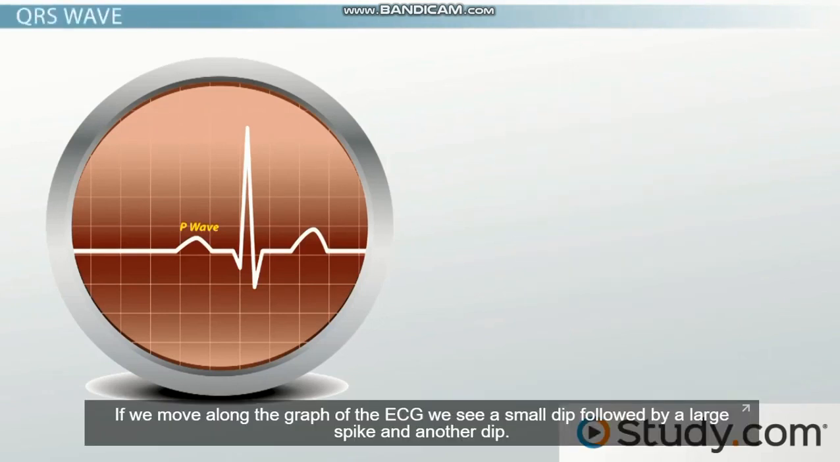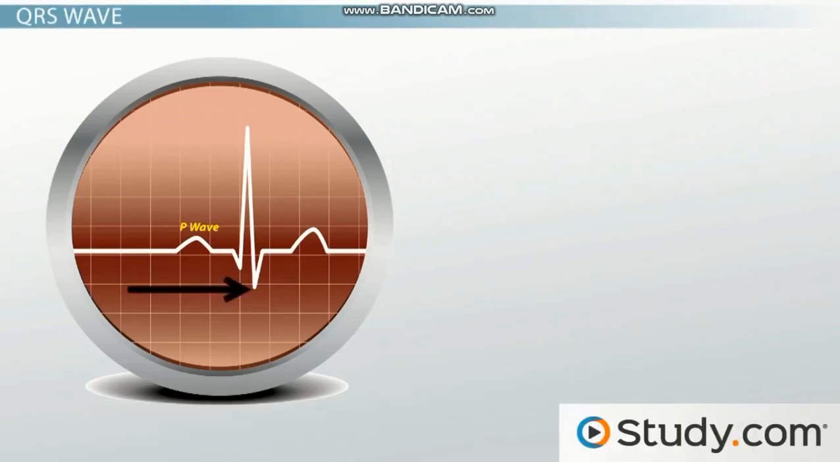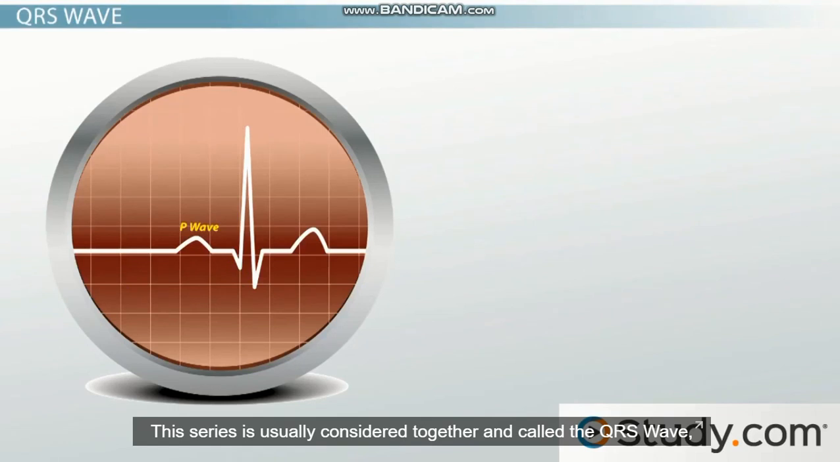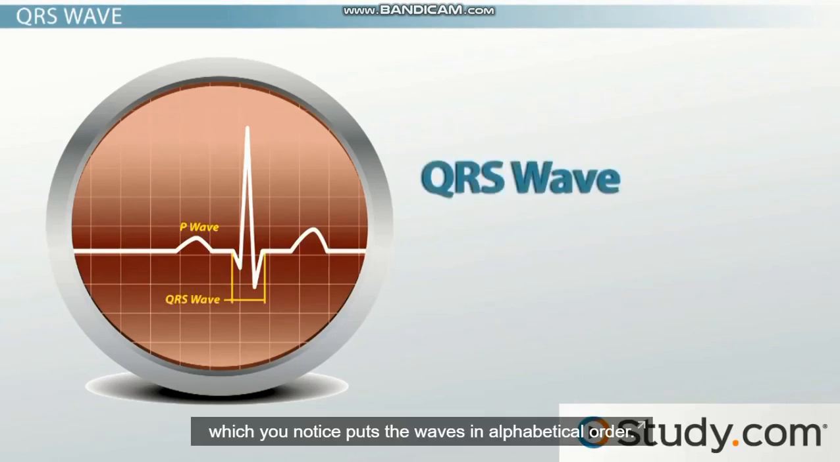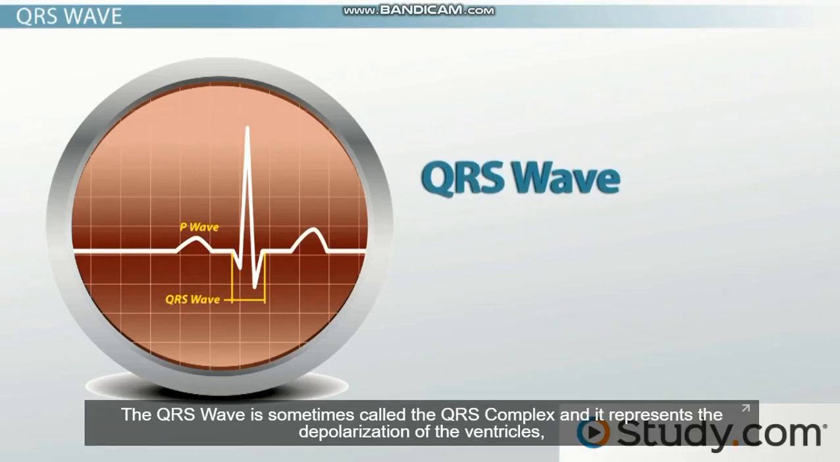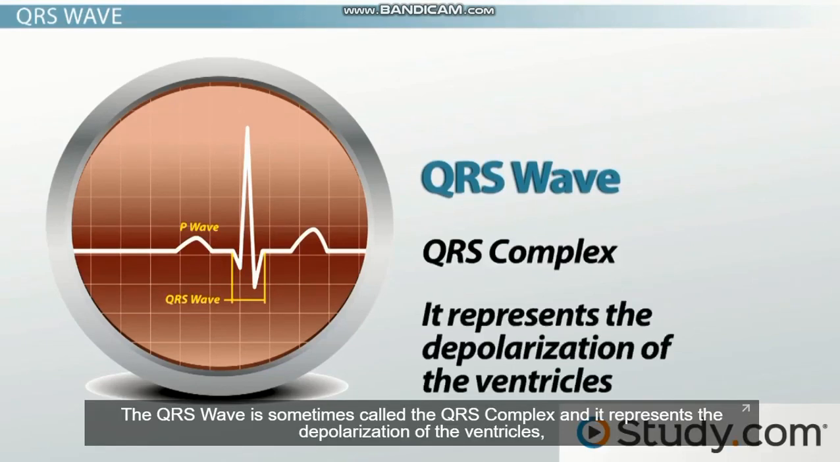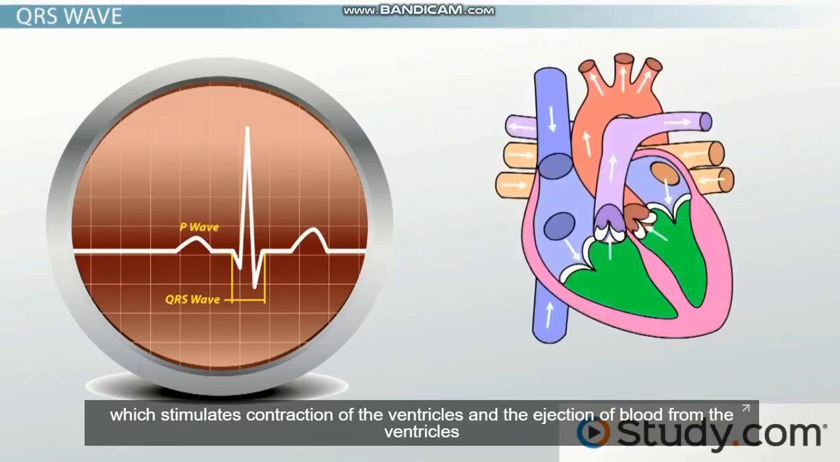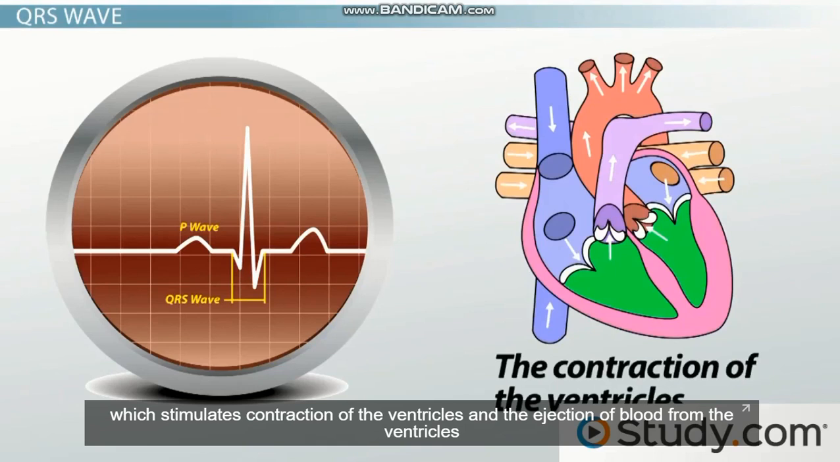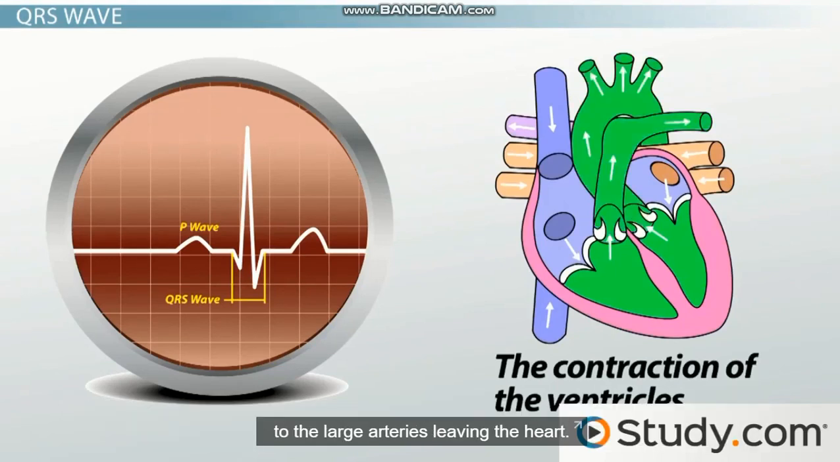If we move along the graph of the ECG, we see a small dip followed by a large spike and another dip. This series is usually considered together, and it's called the QRS wave. You'll notice that this puts the waves in alphabetical order. The QRS wave is sometimes called the QRS Complex, and it represents the depolarization of the ventricles. This quickly leads to the contraction of the ventricles and ejection of blood out of the heart and into the large arteries exiting the heart.